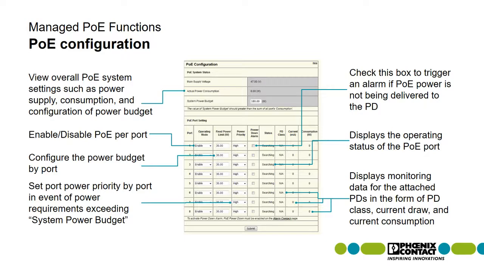It gives you the ability on a port-by-port basis to enable or disable PoE, or actually enable, disable, or scheduling, and that ties into the scheduling function that we'll take a look at. It also allows you to configure the maximum power allowed on each port. You can also set the priority of a port, so in the event of power requirements exceeding your system power budget, you ensure that only the devices that are the highest priority will remain active in that system.